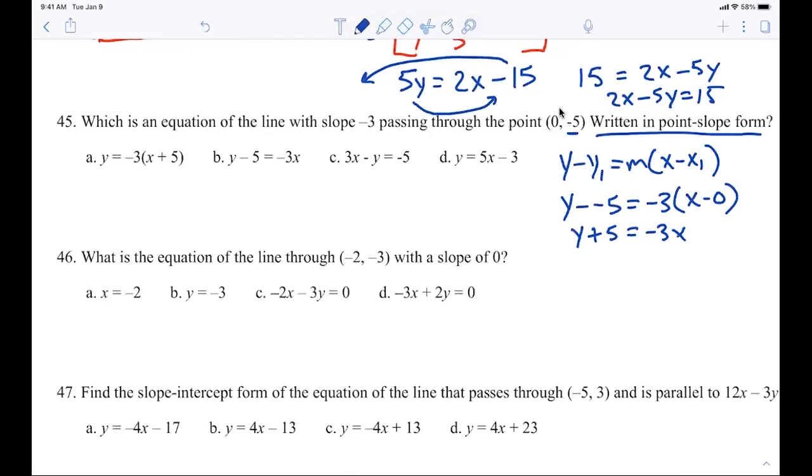All right, I made a typo here. What's the correct answer? B. Please change that for me. I'm sorry about that. I need to correct that. All right, sorry about that, guys. Everybody check number 45. Please fix that. All right, please fix that.